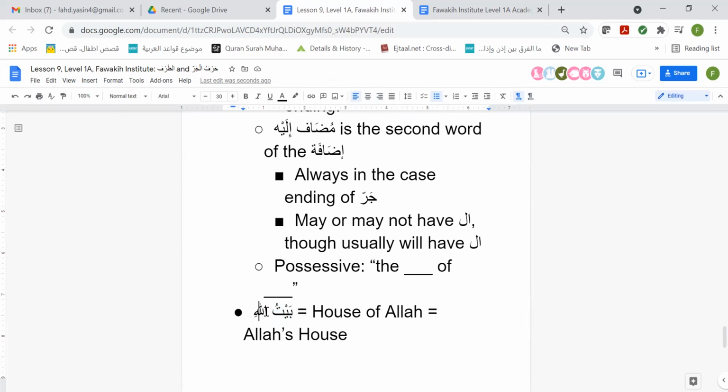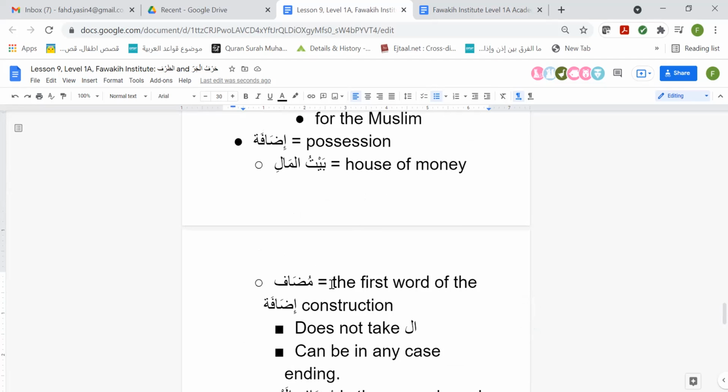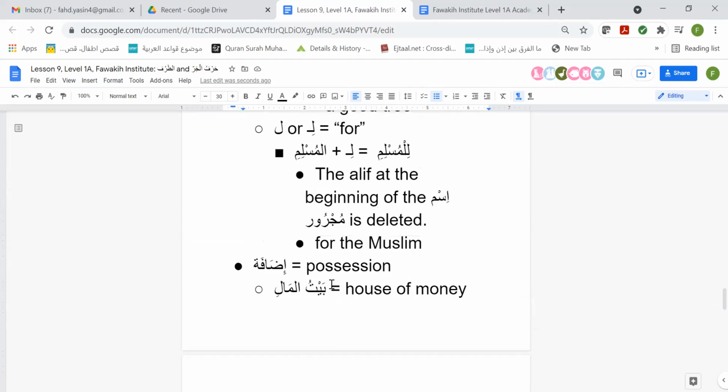The second word, in this case Allah or Lafzul Jalala, will have a kasra at the end. That's why we say Baytullahi. It will always have a kasra, unless it's dual or plural, then it depends. But it will always be in the state of jar. It can or cannot have alif lam, depending. I hope that answered your question. That's a really quick, brief overview of that concept.